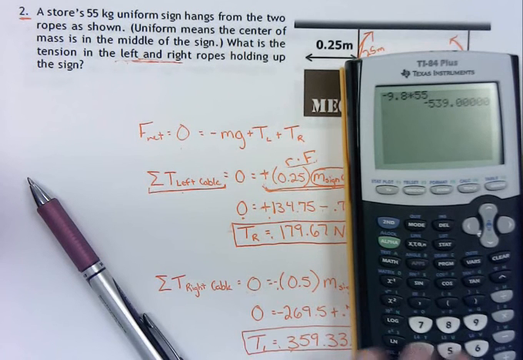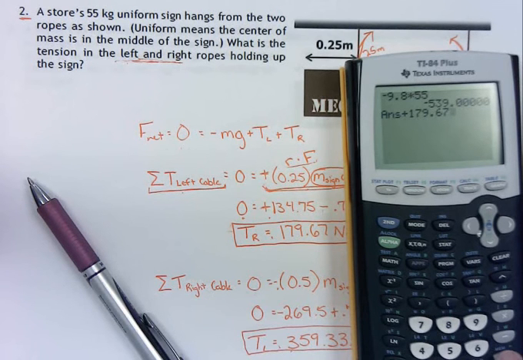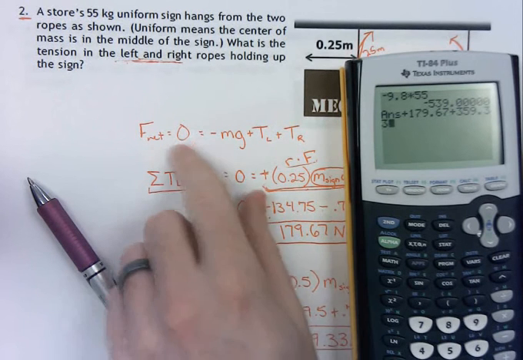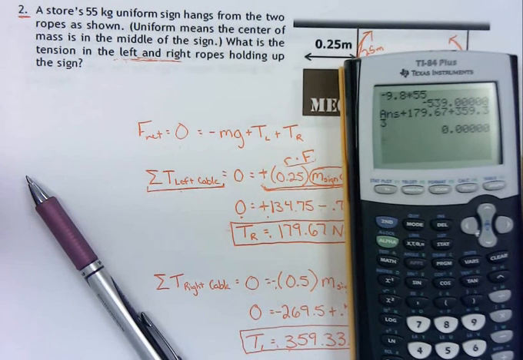I would have negative mg, negative 9.8 times my sign's mass, 55. Well, that plus the tension in the rightmost cable, 179.67, plus the tension in the leftmost cable, plus 359.33. You guys tell me. We should see the sum of those three numbers equal to 0, because the net force is equal to 0. Bam, we get 0. Everything's happy, well, and good. So there is a simple intro torque problem.